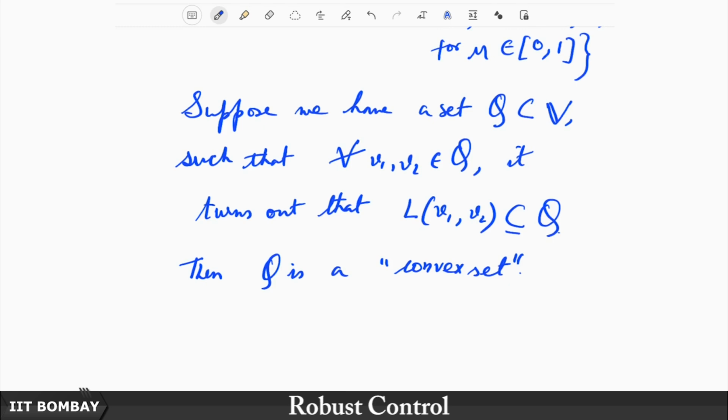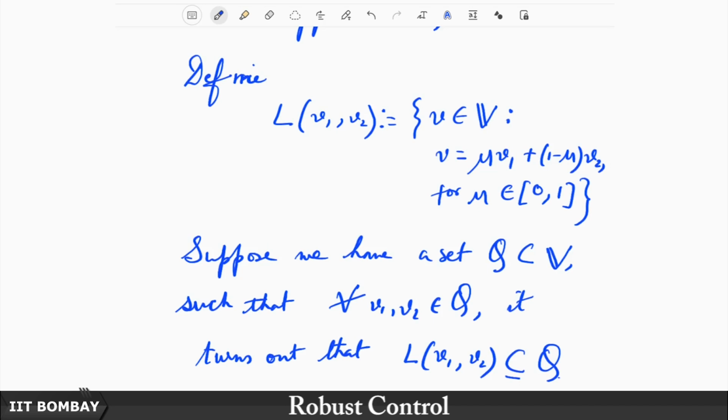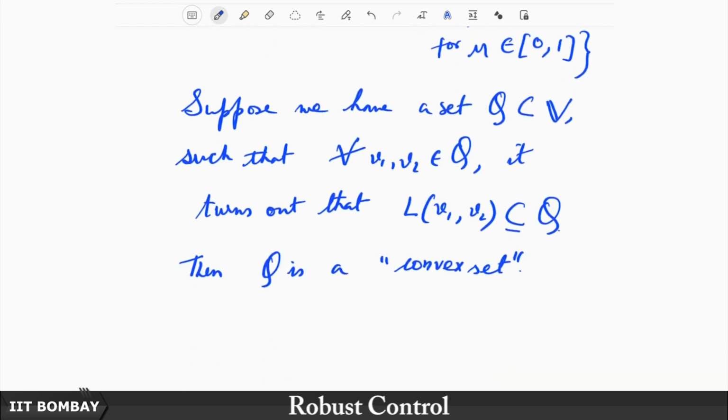Okay. So, what is the idea essentially? The idea essentially is that if you pick out any two vectors in a particular set, and you take the line joining those two vectors so to speak, right, which is given by the segment of the line, that is mu times v1 plus 1 minus mu times v2, and if the entire line, this set L of v1 v2, is contained within this set Q, and this is true for any arbitrary pair of v1 v2 that you might pick up in the set, right. So, you pick up any 2 points, any 2 vectors in a set, and if the line joining those 2 vectors is entirely contained within that set, then such a set is known as what we call a convex set.